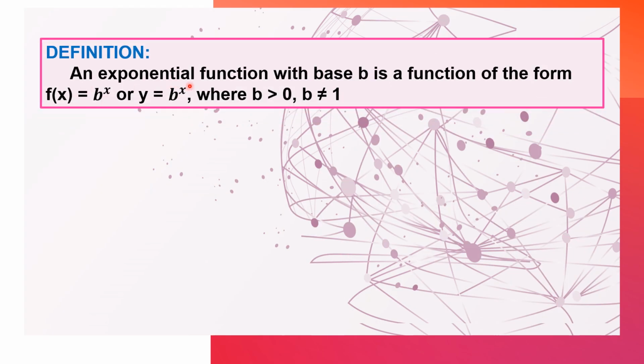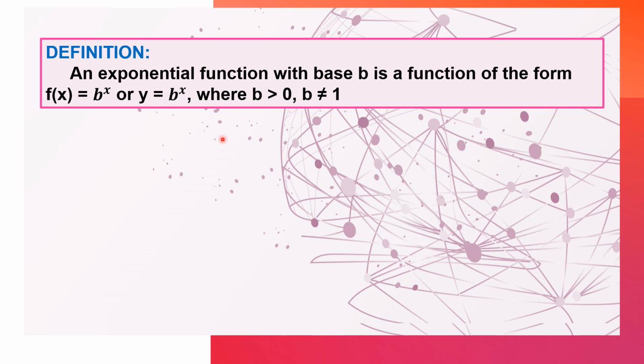Definition: an exponential function with base b is a function of the form f of x equals b raised to x, or y equals b raised to x, where our base is greater than 0 but not equal to 1. Meaning to say, the value of our base must be greater than 0 but not equal to 1. So, what are the numbers greater than 0 but not equal to 1? We have 1 half, 1/4, 2, 3, 4, 5, up to positive infinity.